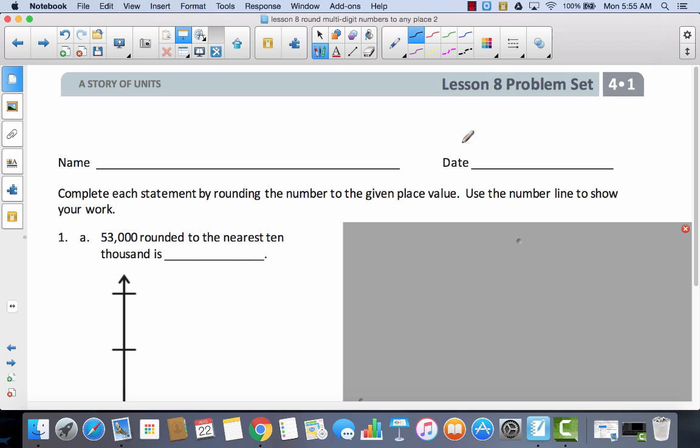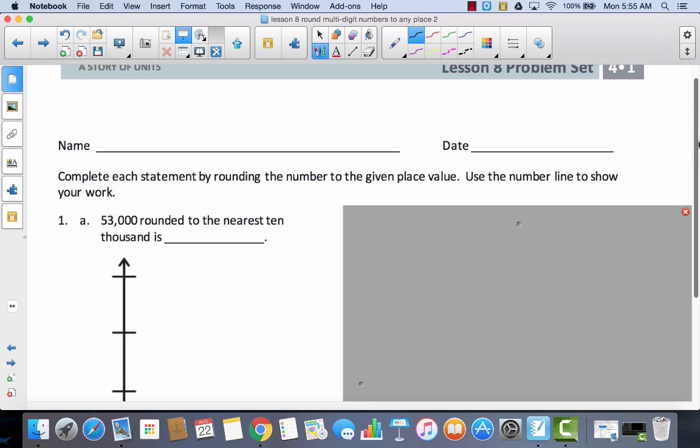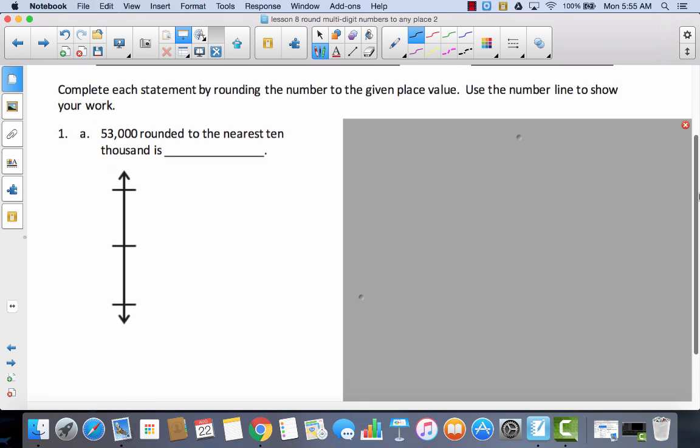We're just going to do the problems in order today. All right, so we're going to begin with our problem set, and we're going to take a look at problem number 1A. Now the directions say, complete each statement by rounding the number to the given place value. Use the number line to show your work. So if you'll notice for number 1A, it says 53,000 rounded to the nearest 10,000 is blank. So we're going to use our vertical number line just like we did in the last lesson.